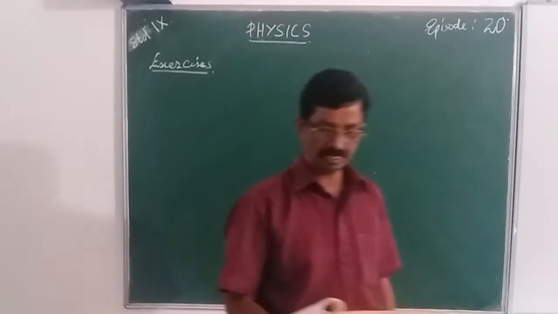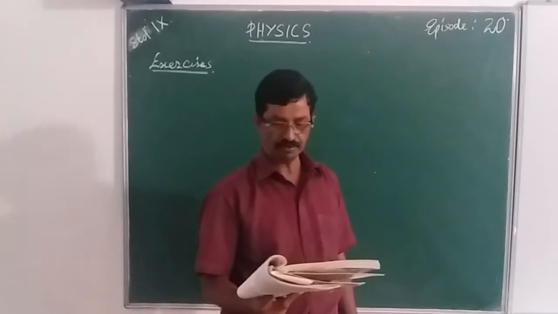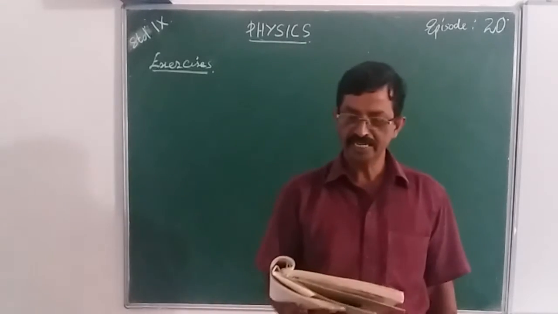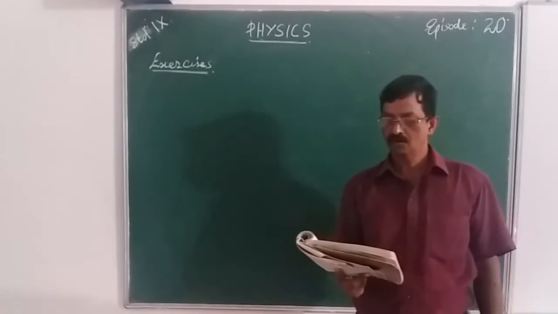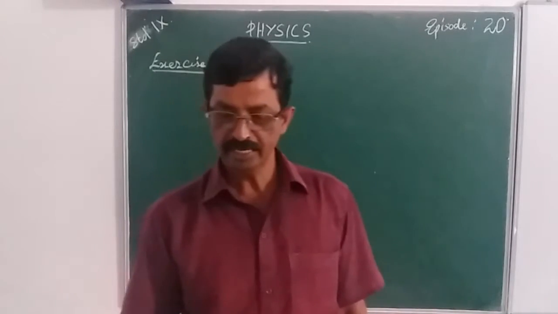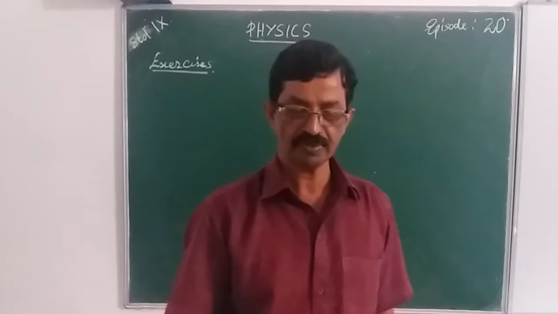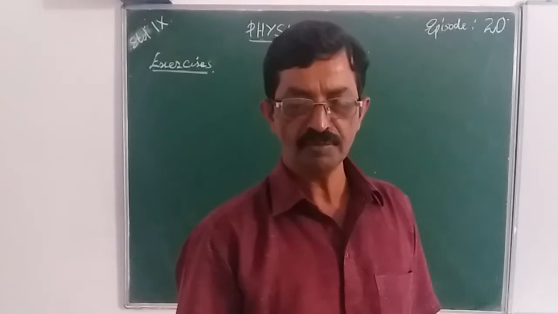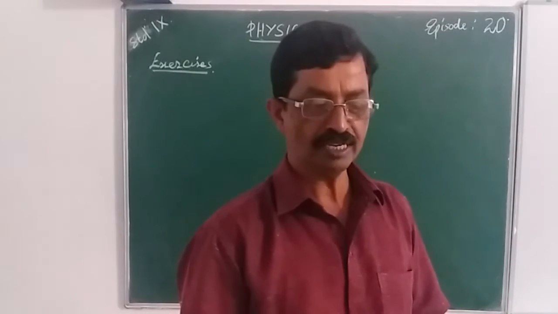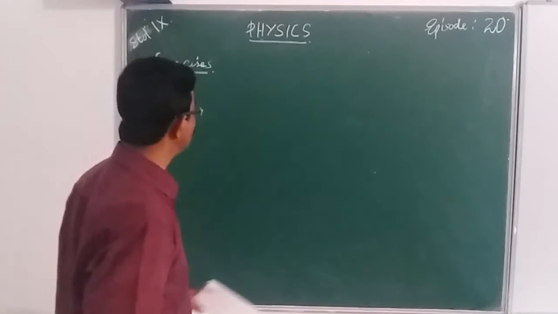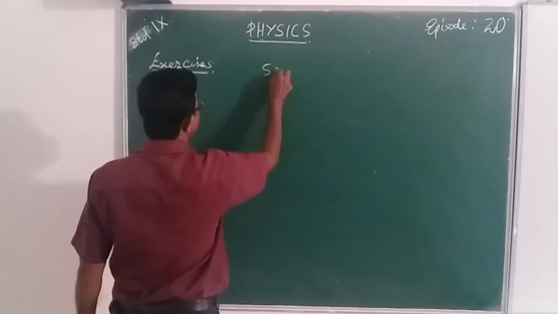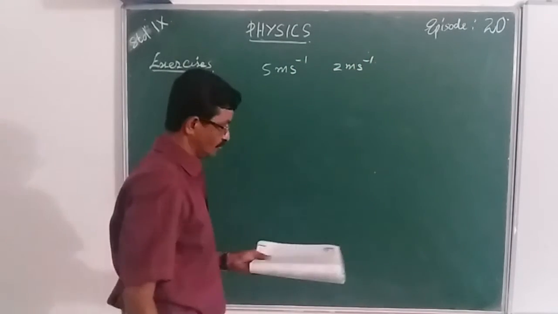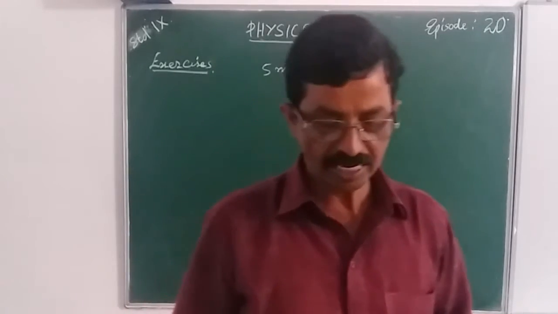In our text from page 158 we did questions 1, 2 and 3. Now listen, question number 4. A certain force acting on a 20 kg mass changes its velocity from 5 meter per second to 2 meter per second. Calculate the work done.